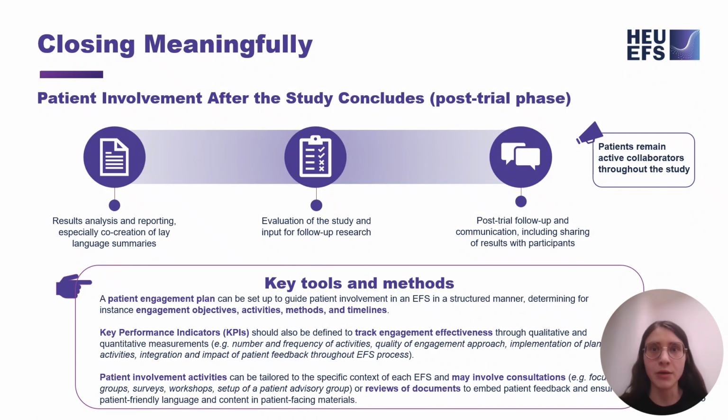To make patient involvement systematic and effective, it's best to establish a structured patient engagement plan before the study begins. This outlines objectives, activities, methods, and the timeline. You may also define key performance indicators to track engagement effectiveness, measuring both the frequency of patient activities and how patient feedback was integrated throughout the study.